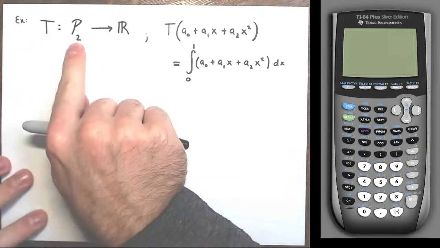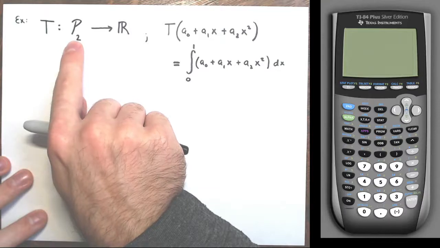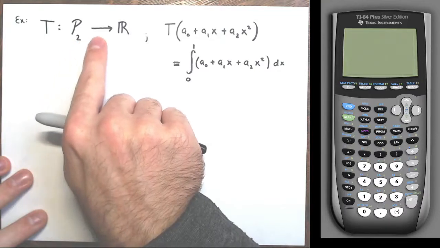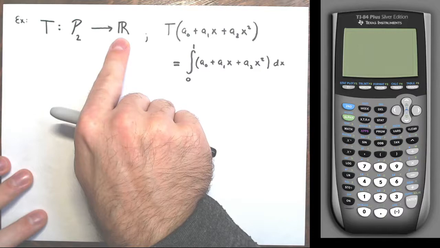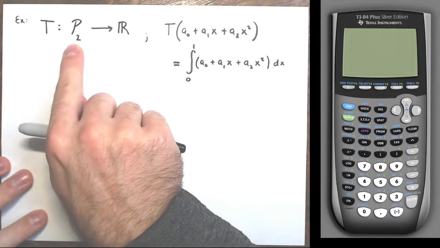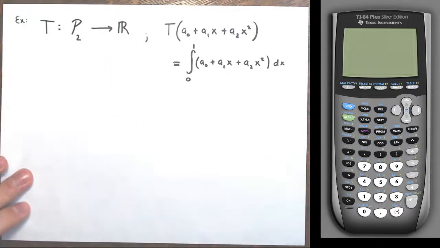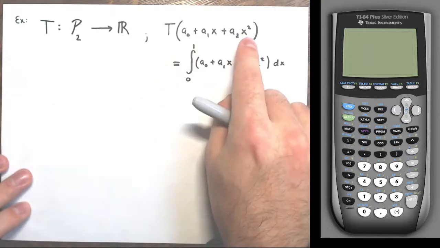Remember, P2 is the set of all polynomials of degree 2 or less. Hopefully you're familiar with this notation. And this is the set of the real numbers, and again, under standard operations: the standard operations for P2, the standard operations for R. And here's how the rule works.